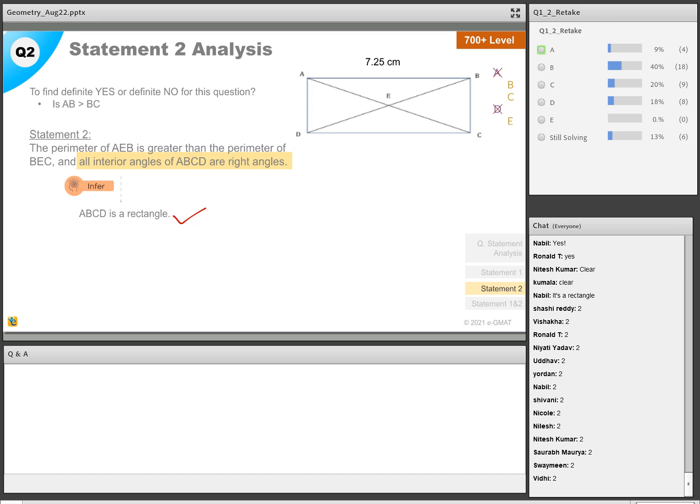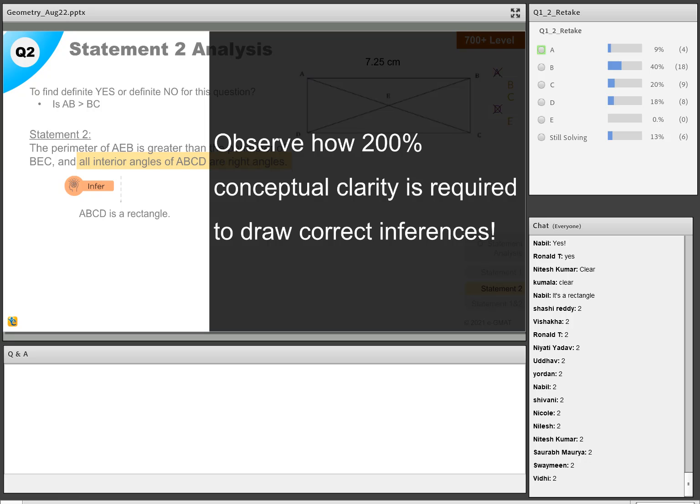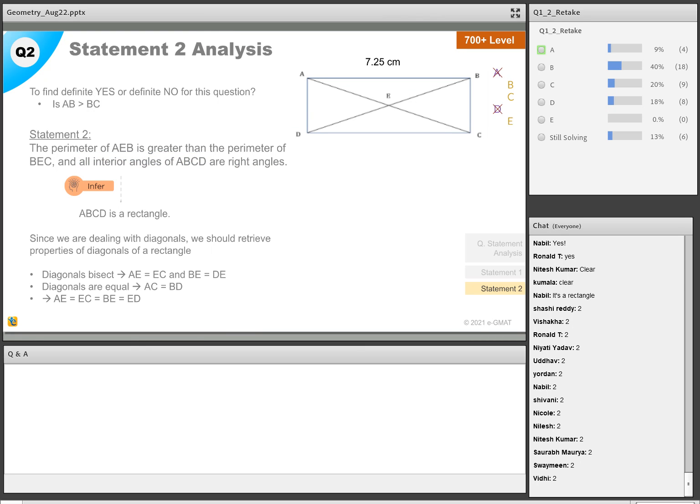So, now that we know that ABCD is a rectangle, the question becomes very clear, easy. Also, please make sure that you understand all of this. It's very important that you understand, to solve questions effectively when you're solving questions in a silo. Now we know that the diagonals bisect each other, so AE and EC have to be equal.